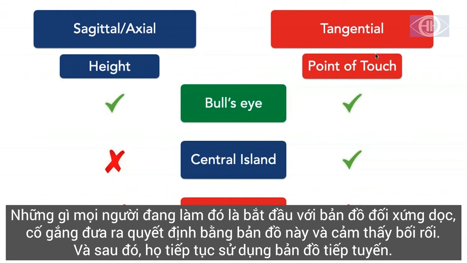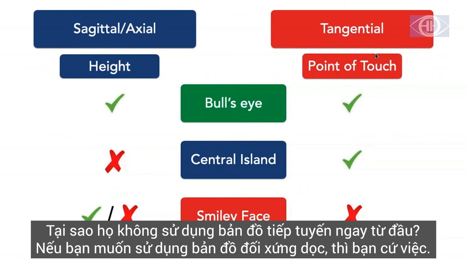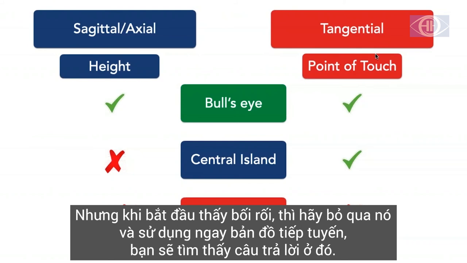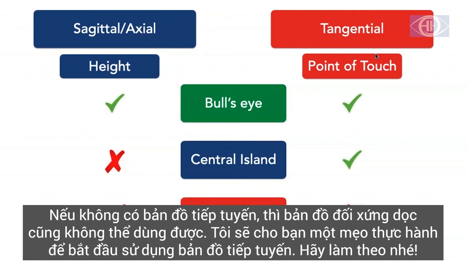So what everyone is doing is starting with the sagittal map and trying to make some decisions over there, which is a bit confusing, as you saw in my first poll already. And then they go to the tangential map. But why don't we reverse that? Why don't we start with the tangential map? Or if you still want to look first at the sagittal map, just do it. But if you start to become confused, skip it and go directly to the tangential map. Most of the time, you will find your answer there. If the tangential map is off, your sagittal map will become everything. Your overrefraction will become everything.